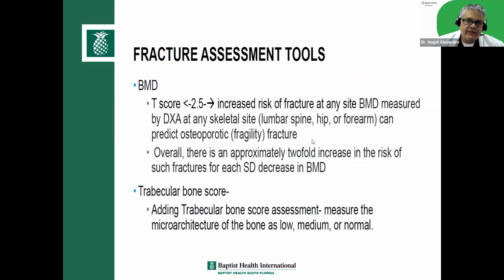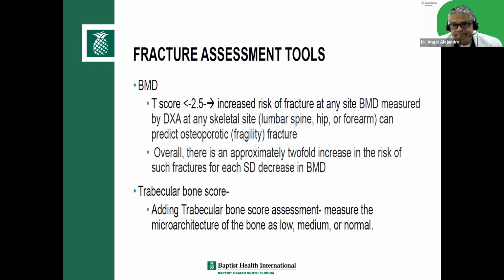How do we assess patients for osteoporosis? We mentioned that from the beginning. You want to get a bone density of the lumbar spine, the hip, or the distal forearm. Always be careful with the lumbar spine. If a patient has a history of osteoarthritis of the spine, you can get a falsely elevated T-score. So in that case, you want to check the hip or the forearm.